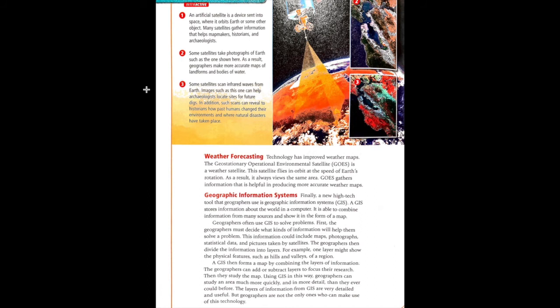Weather forecasting. Technology has improved weather maps. The Geostationary Operational Environmental Satellite, or GOES, is a weather satellite. This satellite flies in orbit at the speed of Earth's rotation. As a result, it always views the same area. GOES gathers information that is helpful in producing more accurate weather maps.